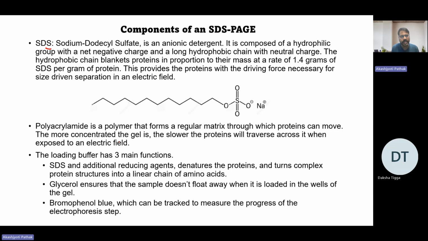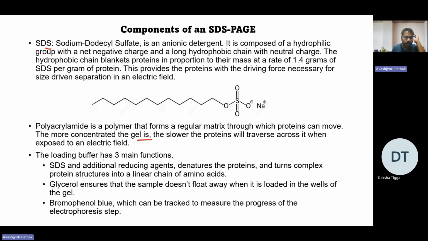So the more concentrated the gel is. As I was mentioning, you can prepare different percentages of gel, 18%, 15%, 12%. The more concentrated your gel is, the slower the protein will traverse. Okay. So if you are running an 18% gel, then you have to run it for, say, 3.5 hours or 4 hours for resolving your protein. But if you are running a 10% gel, then your gel will be running 1 hour or less than 1 hour.